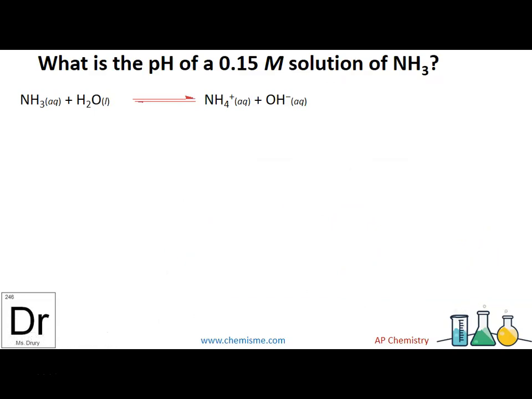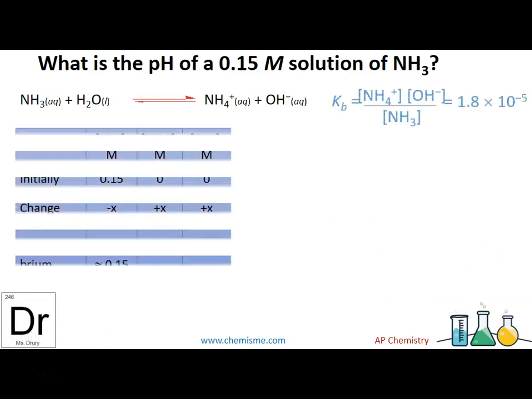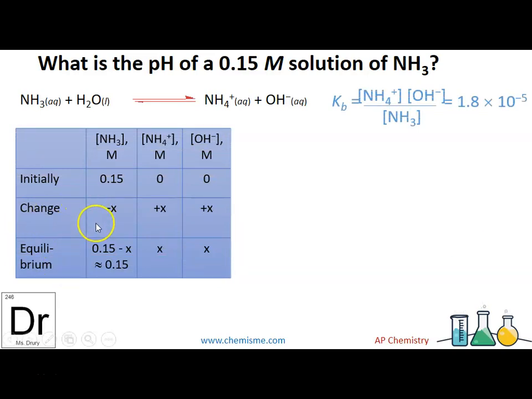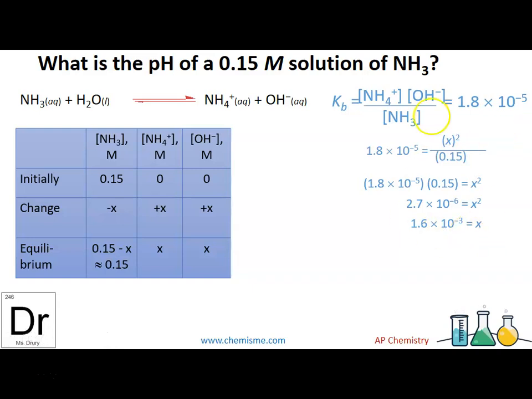You're just going to write your reaction out, do an ICE box. So your initial conditions switch to the right side, and your equilibrium conditions when you add them up. Notice that again, we can avoid the minus x because the Kb is really, really tiny. And so when we plug them in, we get x times x, or x squared over 0.15 equals the Kb given. We cross multiply and find the x alone when we square root to get 1.6 times 10 to the minus 3. Again, this is not the answer.